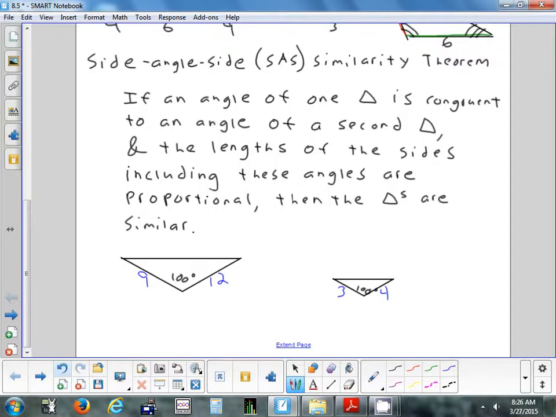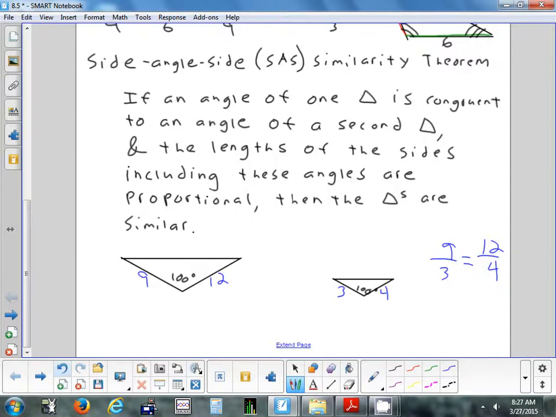This is where you could use side, angle, side. You know an angle, and you know the 2 sides that make up the angle. Okay, let's check the proportions. Okay, corresponding sides are 9 and 3, 12 and 4.